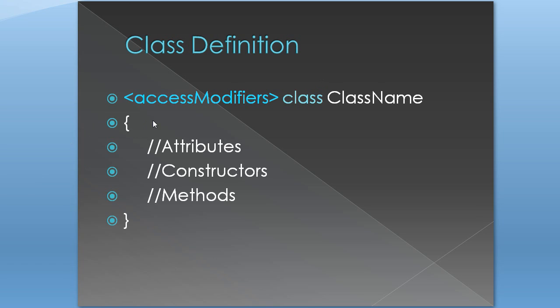Then we have opening curly braces, and then the class paragraph starts. Inside that, we have the 3 sections, the 3 most popular sections. There's others, but we'll go into that later on. So we have attributes. These are class level variables. Constructors. These are special methods that we'll go into a little bit later. And methods. We messed with methods before, and it's basically the same thing as class level methods.